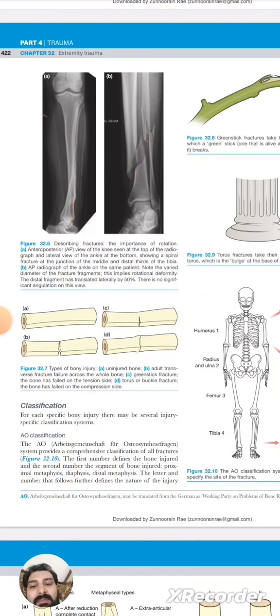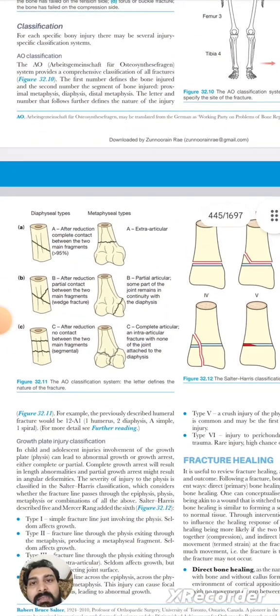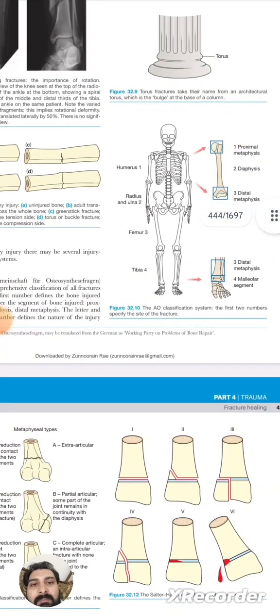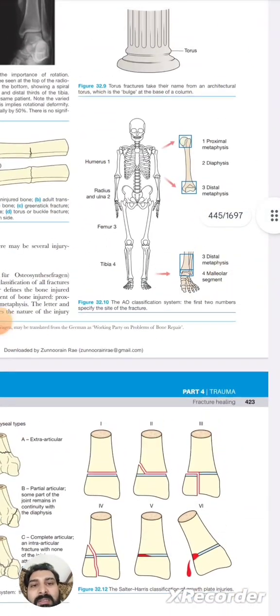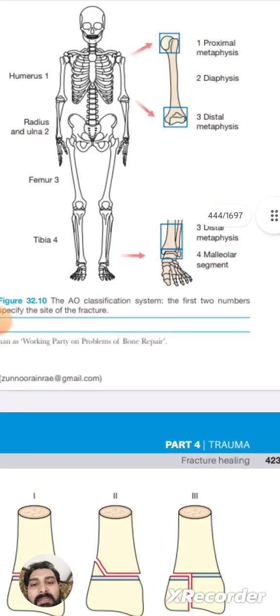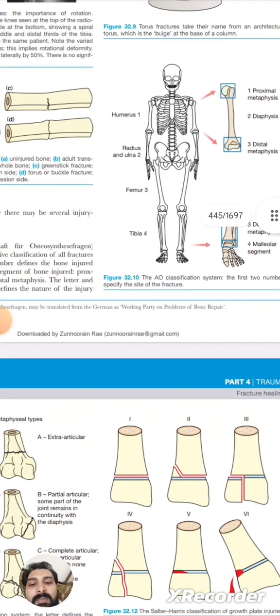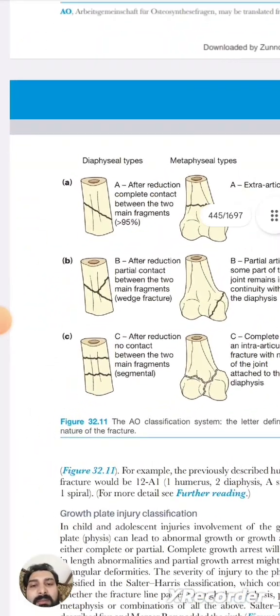Now let's come to the classification of bone fractures. AO has classified bone fractures. In the AO classification, each bone has been given a number, and each area of the bone has also been given a number. For example, for humerus there is number 1, for radius and ulna number 2, for femur number 3, for tibia fibula number 4. For proximal metaphysis number 1, for diaphysis number 2, for distal end number 3. Similarly, patterns of fracture have also been labeled A, B and C.